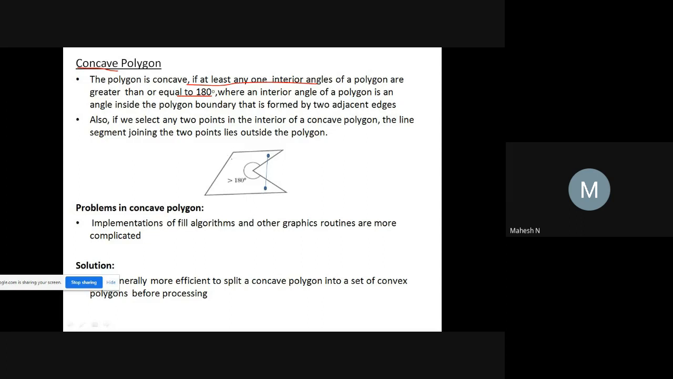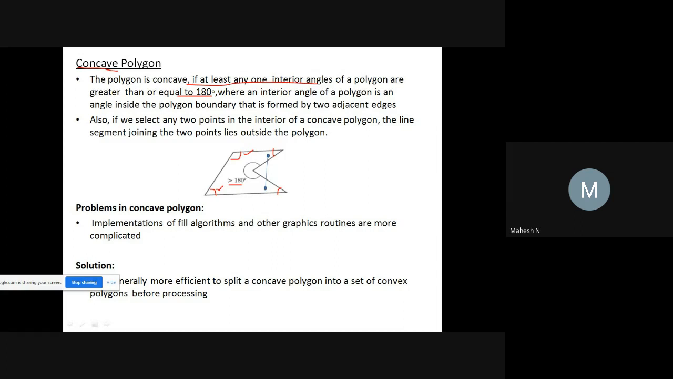See this angle, it is less than 180 degrees, no problem. This angle is also less than 180 degrees, no problem. This angle also, no problem. And this angle too. But see this angle between these two edges. This angle is greater than 180 degrees, so we call these concave polygons. So the first property differs.